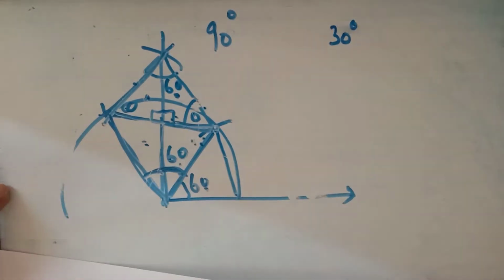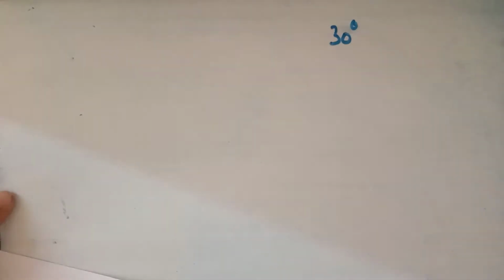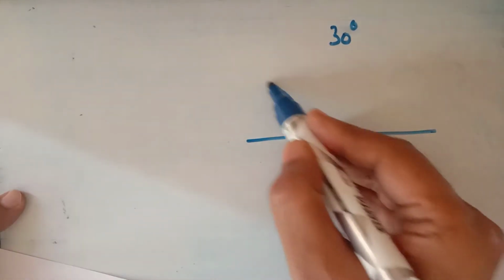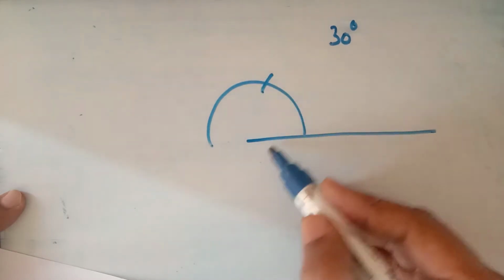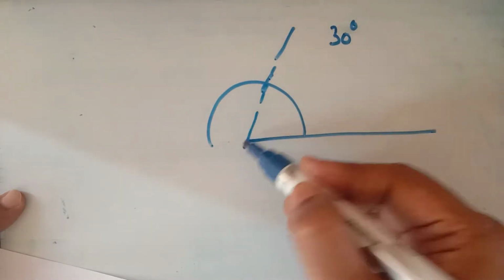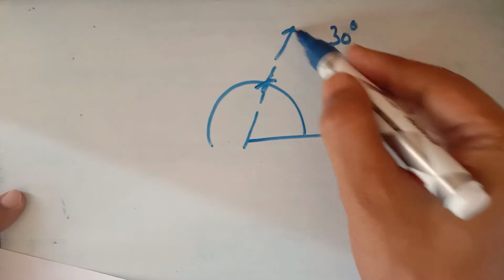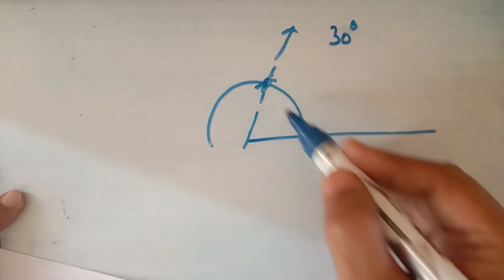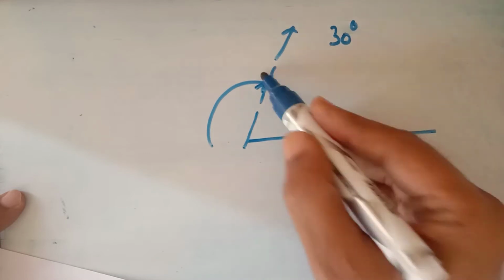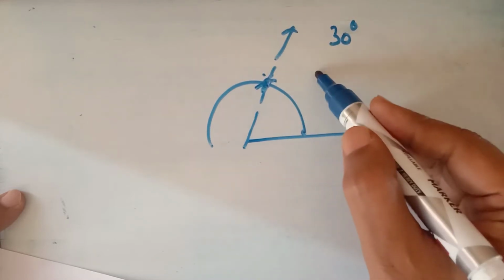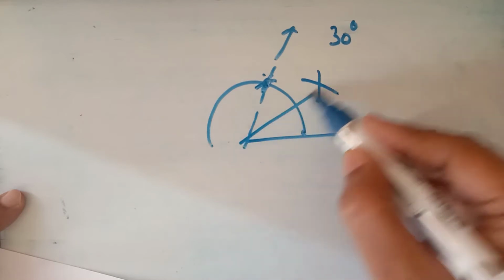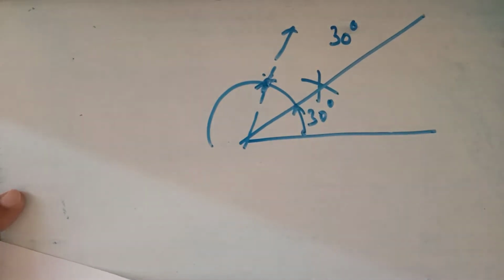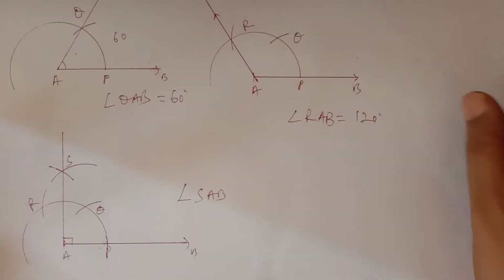Now, how can we construct this 30-degree angle? First of all, you draw a 60-degree angle. This is a 60-degree angle. You know how to construct a 60-degree angle. Then draw the bisector of this. You know how to draw the bisector. Put the compass at these 2 points and half the radius of this arc. You cut these two arcs and you will get the angle as 30-degree. So we'll discuss how to construct this 30-degree angle.